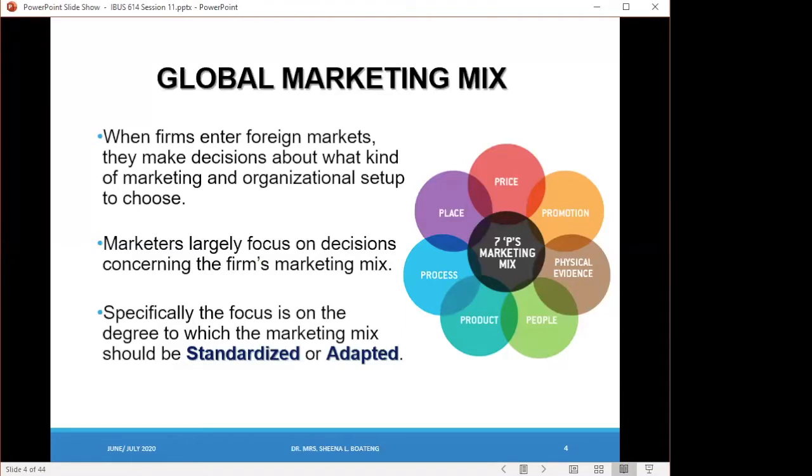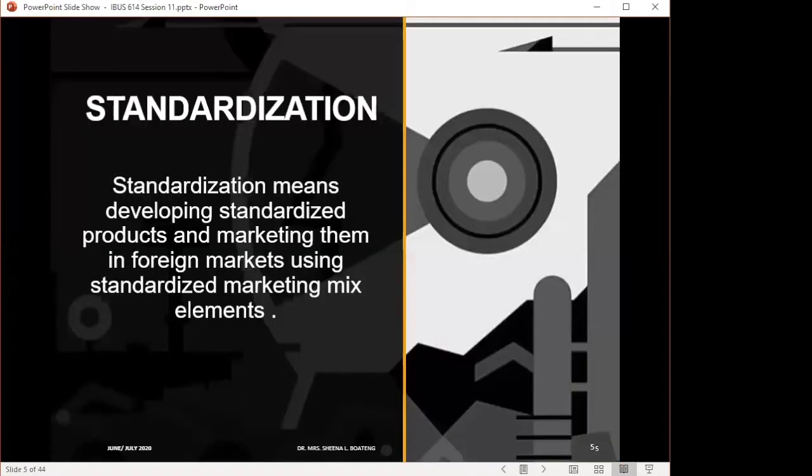And when it comes to the global marketing mix specifically, the focus of the global marketer is about, on one hand, whether to use a standardized approach towards utilizing the marketing mix or to employ an adapted approach towards utilizing the marketing mix. And I will explain both of them momentarily.